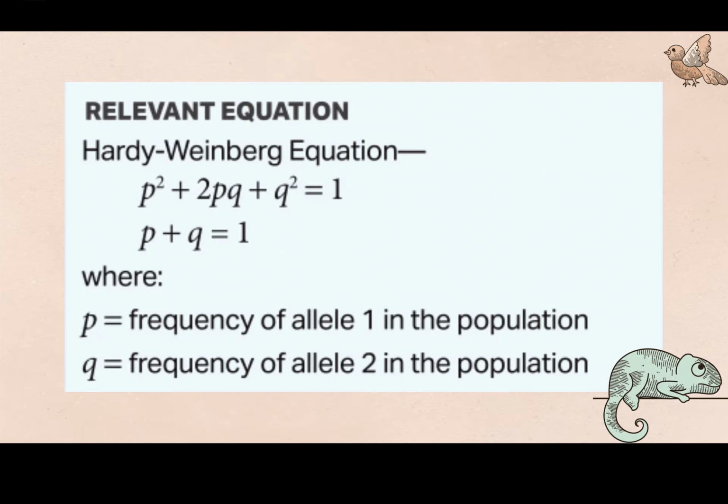So these are the 2 relevant equations for Hardy-Weinberg equilibriums. The first equation is used to find the genotypic or phenotypic frequencies of individuals in a population, where the second equation is used to determine the frequency of a particular allele in a population. So, p squared is the frequency of the homozygous dominant genotype, 2pq is the frequency of the heterozygous genotype, and then q squared is the frequency of the homozygous recessive genotype.